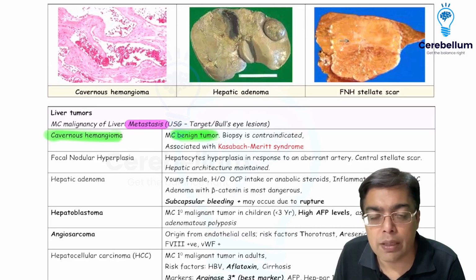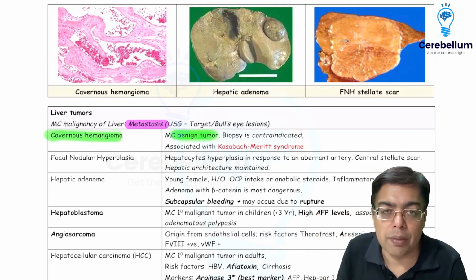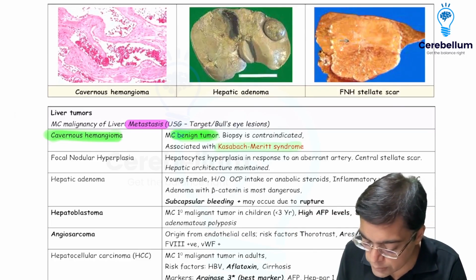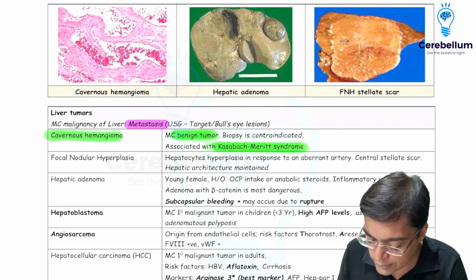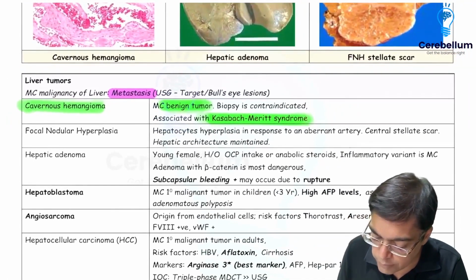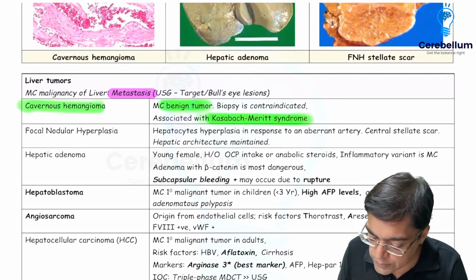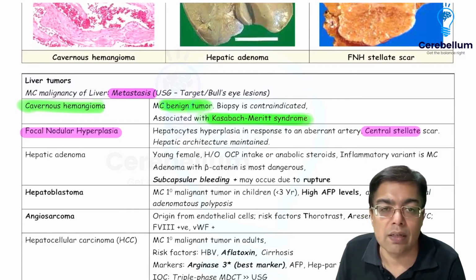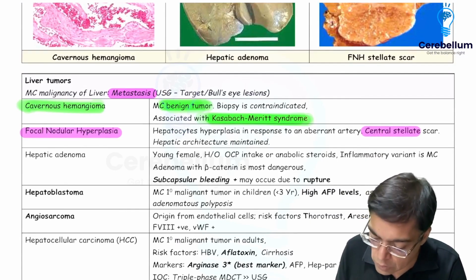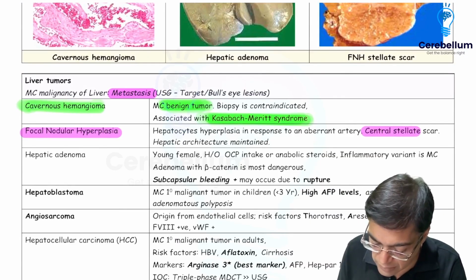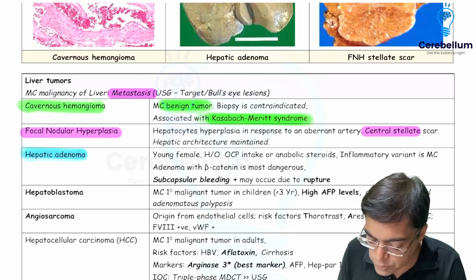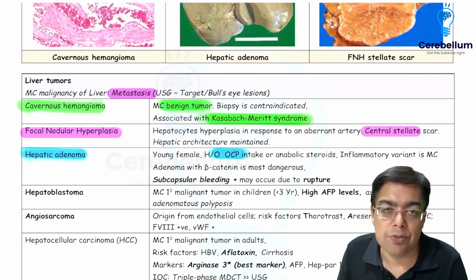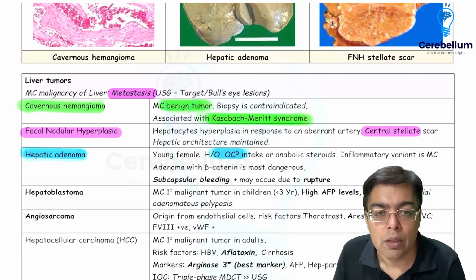This cavernous hemangioma can be associated with big caverns or big areas which are filled with blood. It is associated with a syndrome as well, Kasabach-Merritt syndrome. We do have another important condition asked in the exam. That is focal nodular hyperplasia, and the keyword here is the presence of a central stellate scar. The tumor called hepatic adenoma classically has an association with oral contraceptive pill intake. So a young female with a history of OCP intake is going to have hepatic adenoma. That's what we need to remember.